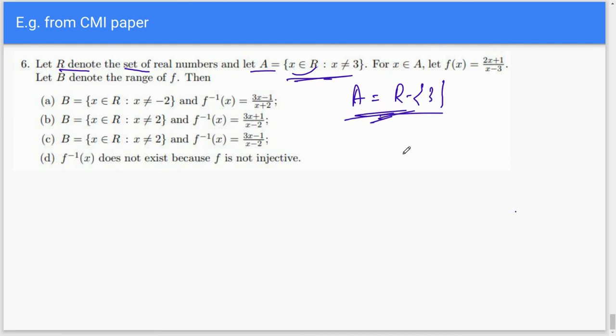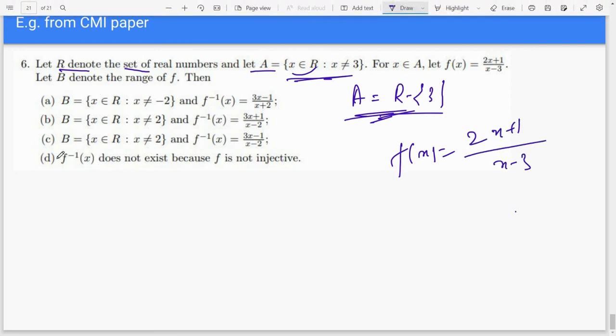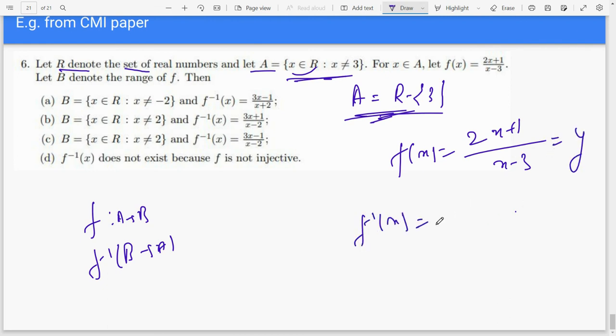Obviously, you can write it some way. So for x belonging to A, fx is defined as 2x plus 1 by x minus 3. Then the question is asking about f inverse x. Obviously, if the function is defined from A to B, then f inverse will be defined from B to A. Okay, so how do you find f inverse x?